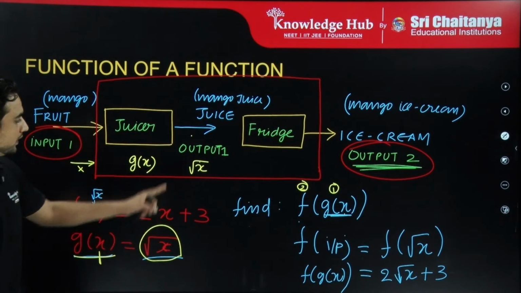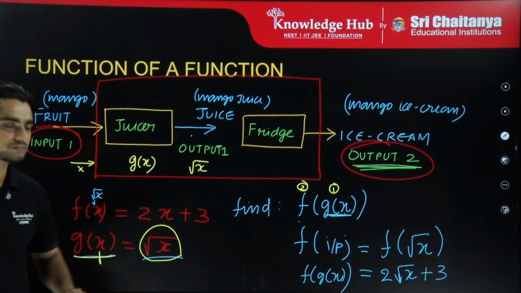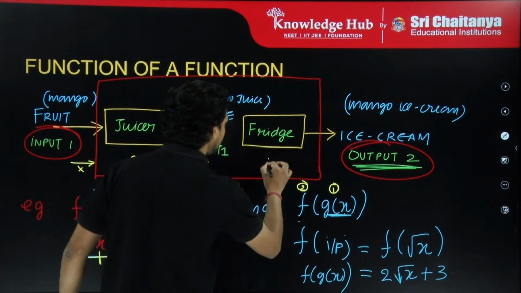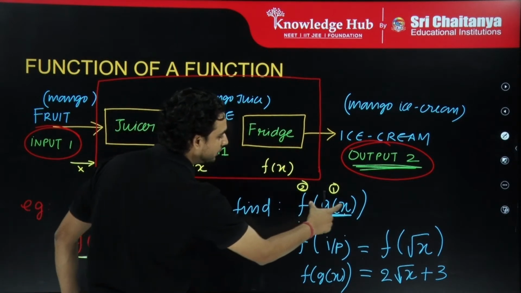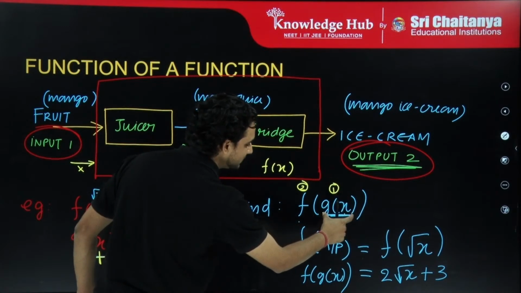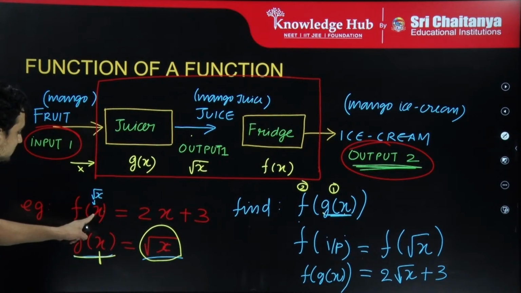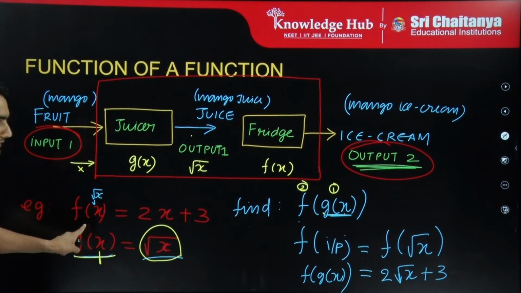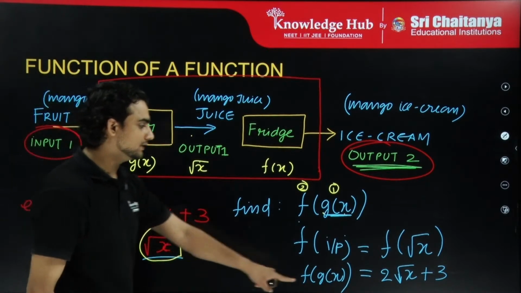Okay, now this output will go as an input for my machine 2, right? So what is machine 2? My machine 2 is f(x), right? So this f takes input as g(x), that is basically root x. So in this f(x), I'll put input as root x. As I put input root x, I'll get 2 root x plus 3. So that is my output.